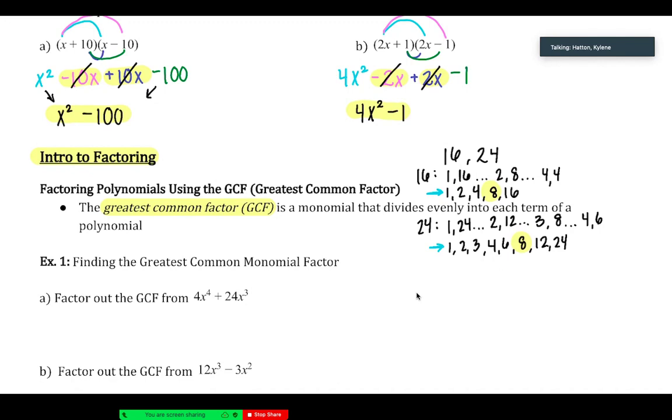So you can always make a list if you need to. You may start to notice patterns and start to get more comfortable. Some of them you might know in your head, and if not, that's okay. Just know that you can always go back and make a list if you need to. It's always a tool for you to use.